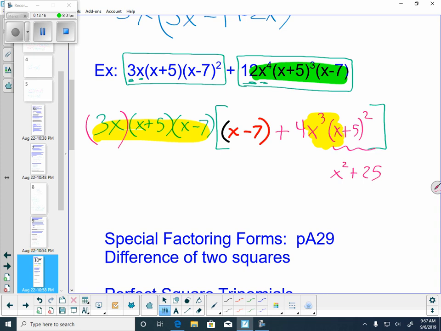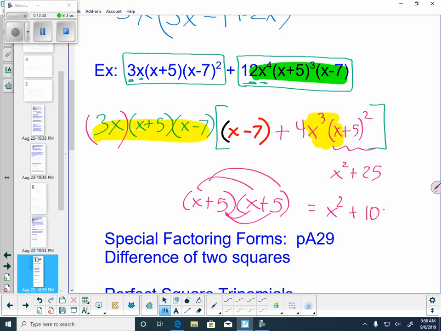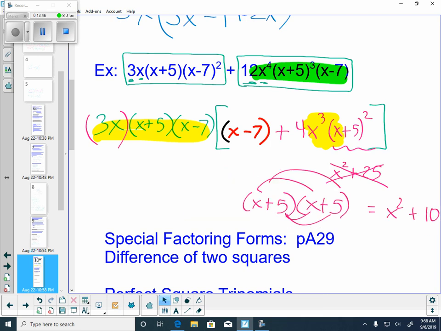I hear yes, I hear no. Lucy? All right, because we need to do x plus 5 times x plus 5, and if I do FOIL, I'm going to get x squared plus 5x plus another 5x is 10x plus 5 times 5 is 25. Everybody agree? So if I just write x squared plus 25, I'm missing the 10x term. Agreed?